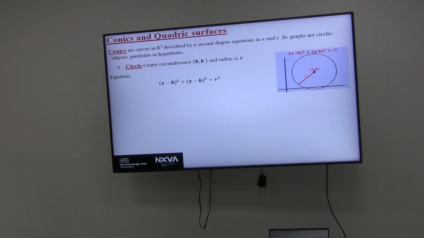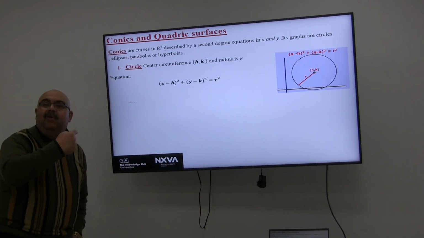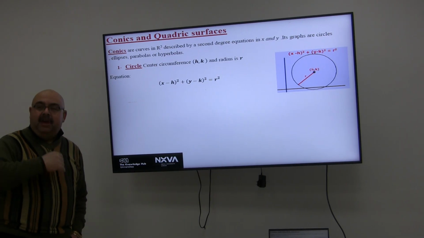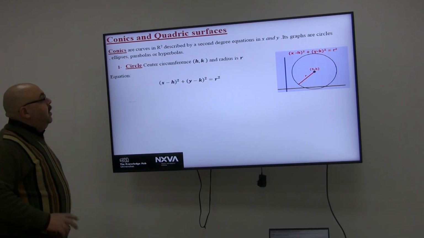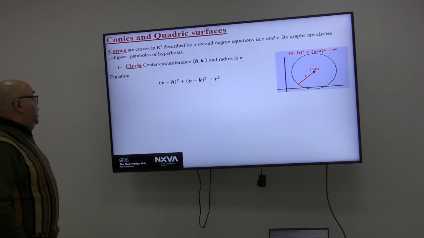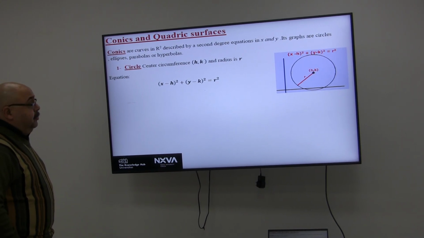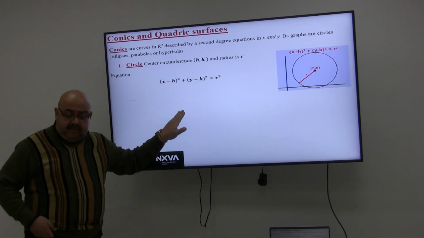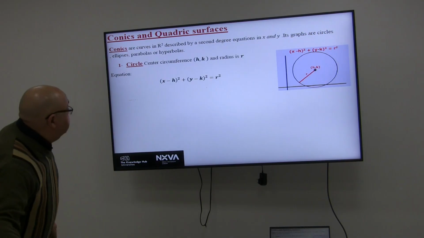Conics are curves in R2 described by a second degree equation in x and y. You are already familiar with the equation, which is a number times x squared, a number times y squared, a number times xy, a number times x, a number times y, and a number. Its graphs are circles, ellipses, parabolas, and hyperbolas. That's an equation of a circle with the center. Now you are familiar with everything here in this slide.